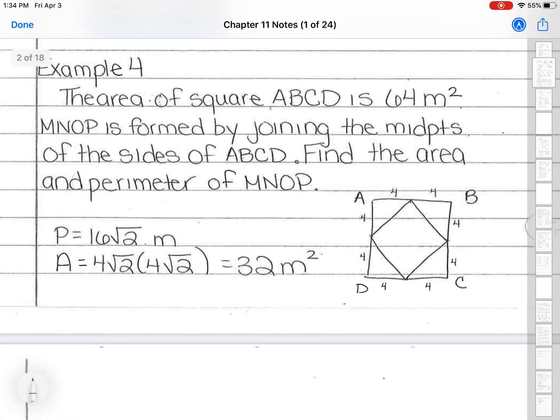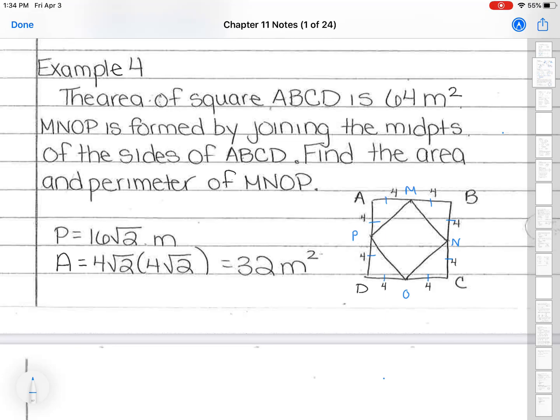All right, number 4. So we have the area of a square is given to us. So we're sort of thinking backwards a little bit, it is 64 meters squared. MNOP is formed by connecting the midpoints of the sides. Honestly, it doesn't really matter necessarily how you break it down, but here's M, here's N, here's O, and here's P, and it's formed by the midpoints.